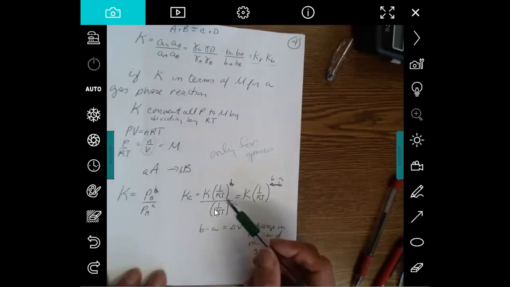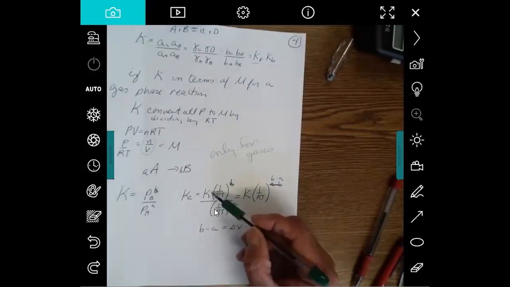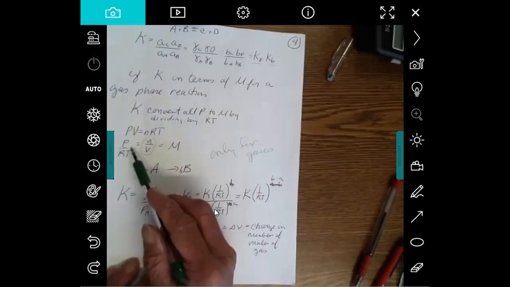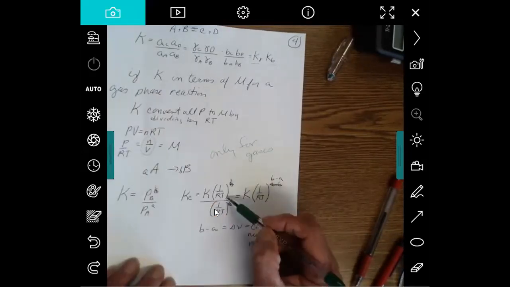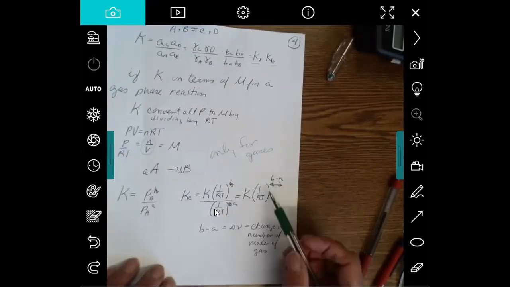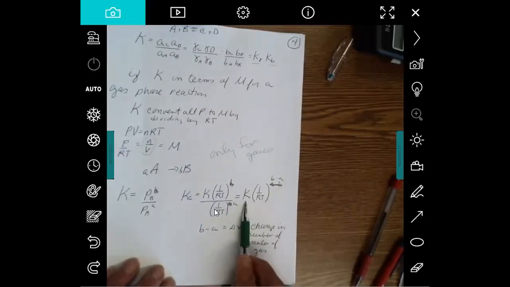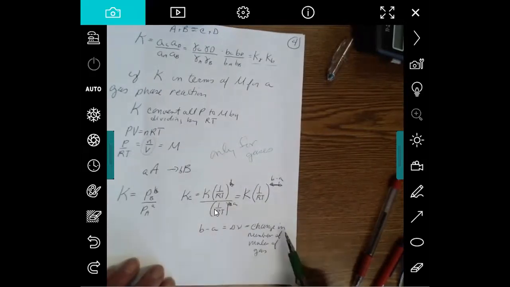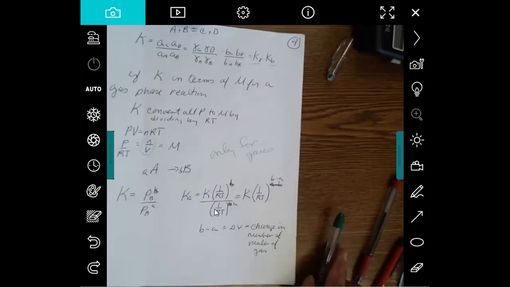So it's going to be the equilibrium constant in pressure units, and then you have to multiply each pressure by 1 over RT. So you'll have b of those in the numerator and a of those in the denominator. If you group them together, it will be the equilibrium constant in terms of pressure times 1 over RT raised to the b minus a, where b minus a really is just the change in number of moles of gas for the reaction.